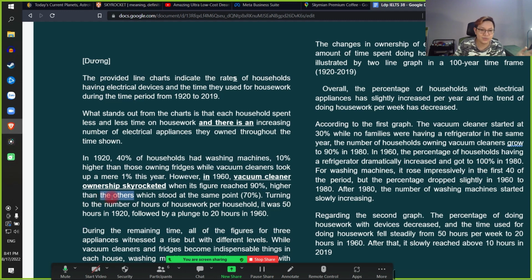Ah, you're trying to refer to washing machine and all the other things. Okay, okay, I get it. Đang muốn nhắc tới những cái máy khác. Okay. Which stood at the same point. Mà điều này stood at the same point.